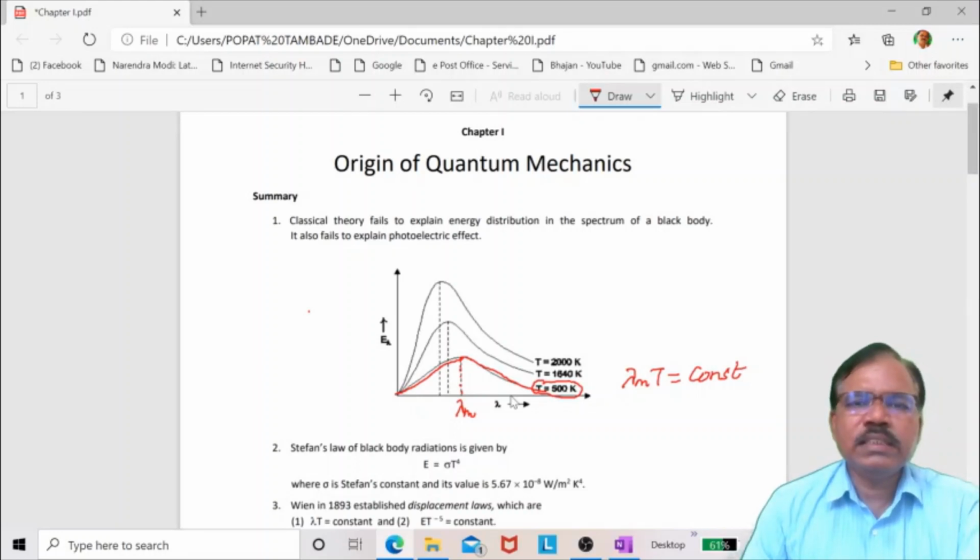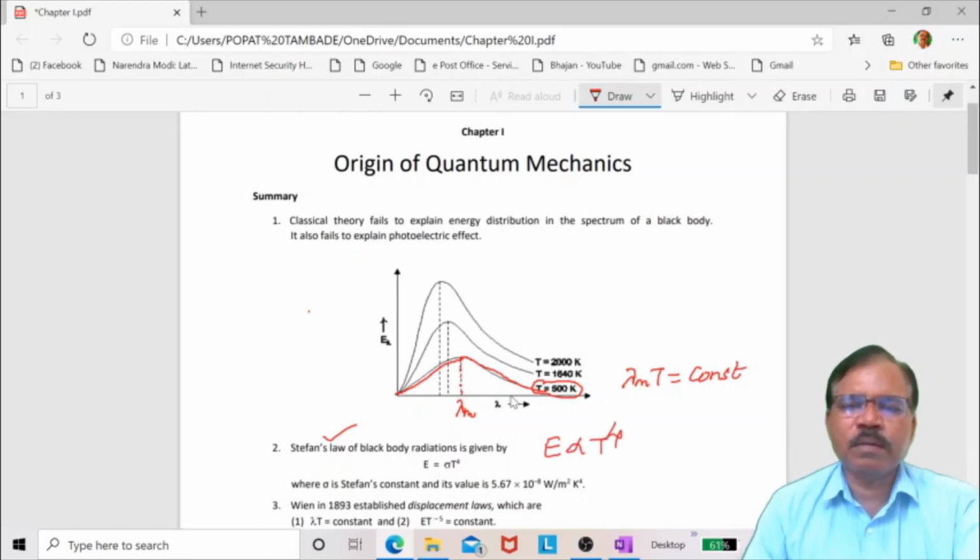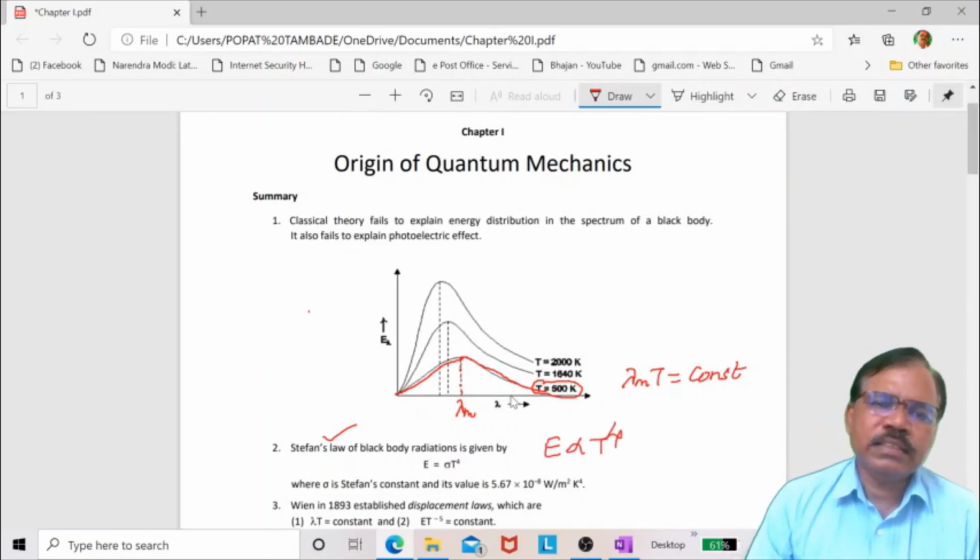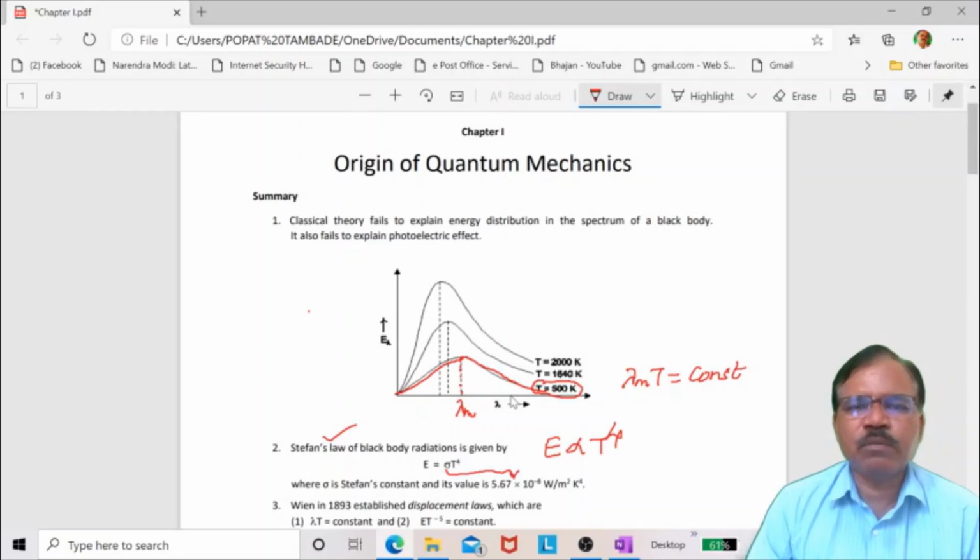The total energy emitted by the black body at absolute temperature T is given by Stefan's law of black body radiation. E is directly proportional to the 4th power of absolute temperature, that is E is equal to sigma T raised to 4, where sigma is Stefan's constant and its value is 5.67 into 10 raised to minus 8 watt per meter square per degree Kelvin raised to 4.